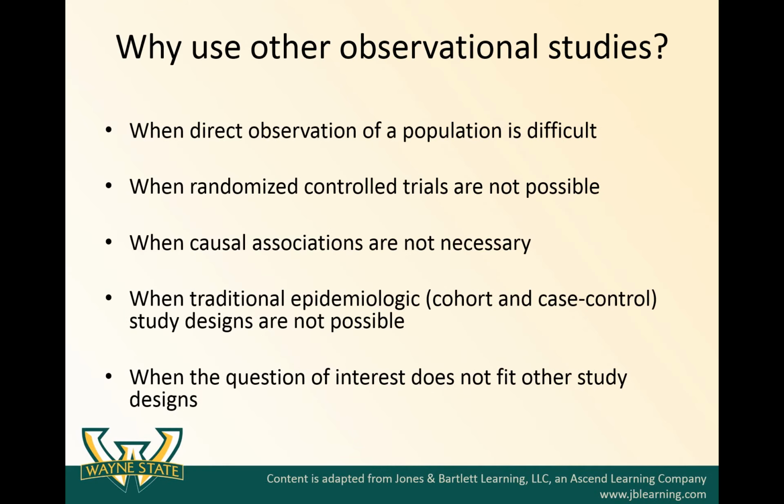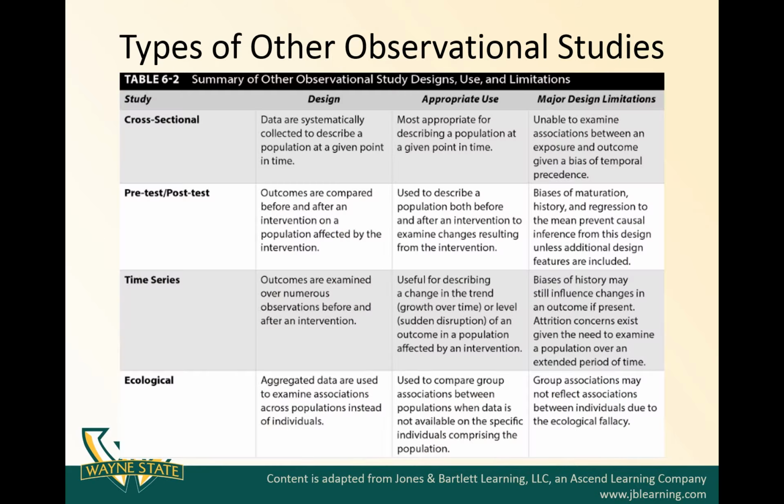So why would we want to use these other types? Well, when a direct observation of a population is difficult, when a randomized controlled trial is not possible, when causal associations are not necessary, when traditional or primary epidemiologic study designs are not possible, like a cohort or case control, and when the question of interest does not fit other study designs.